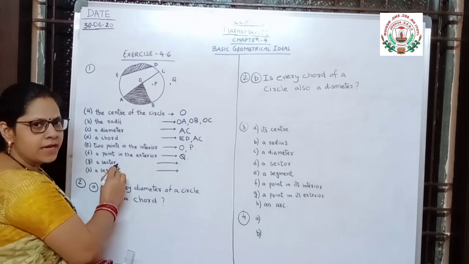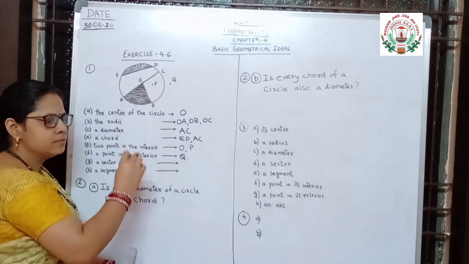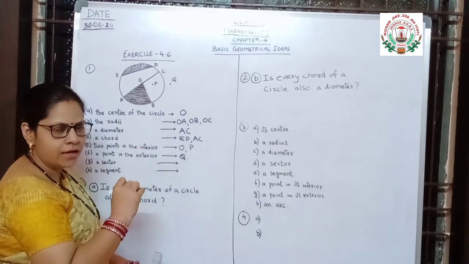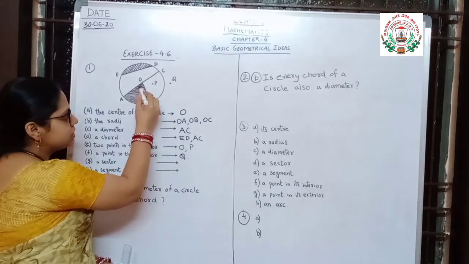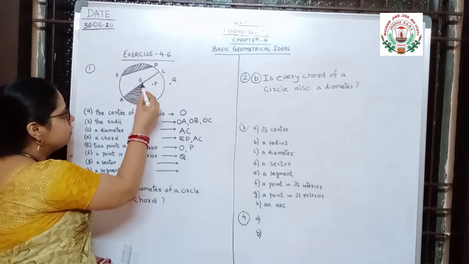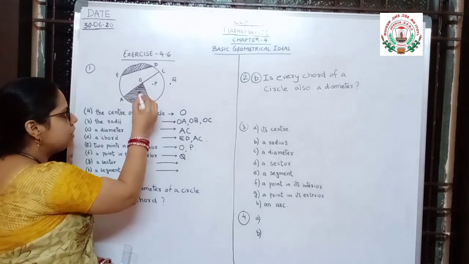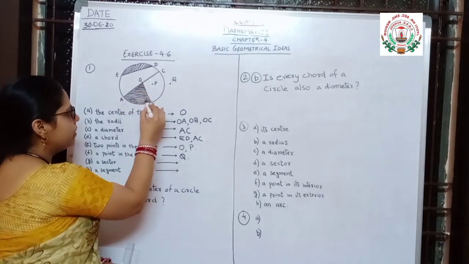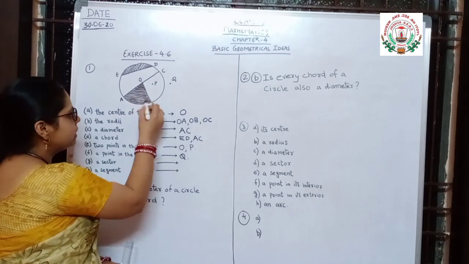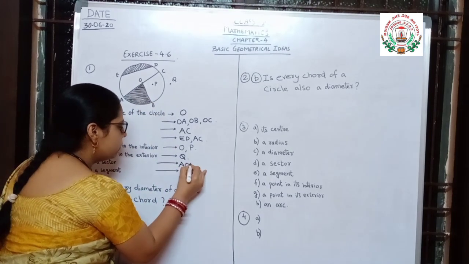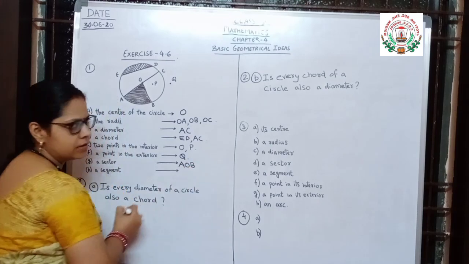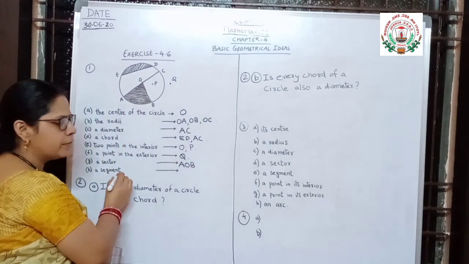Next, a sector. Sector means a type of angle forming and the shaded part of that. One type of angle and the shading form is there. So this shaded form is the sector. That is AOB in the angle form and the shaded part of them. So you will be writing here AOB. This is the sector.